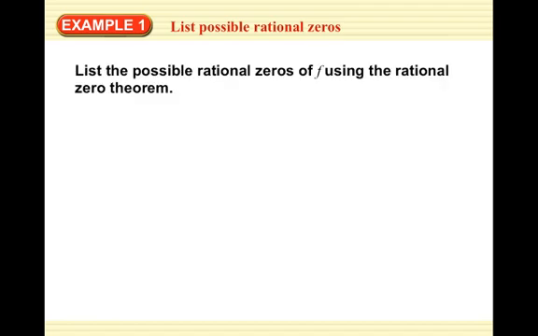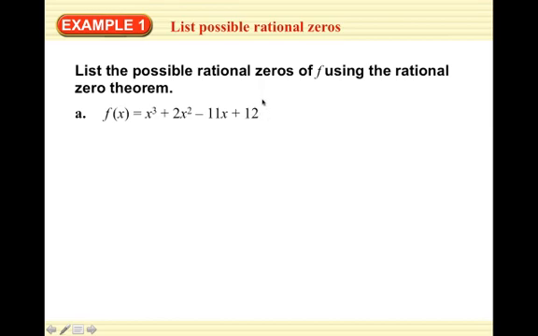Okay, we're going to list the possible rational zeros of f using the rational zero theorem. You may hear me call that the rational roots theorem. Remember, roots and zeros are the same thing, and when I was in school we always called it the rational root theorem, so you'll probably hear me use both terms. Okay, so we have f of x equals x cubed plus 2x squared minus 11x plus 12.